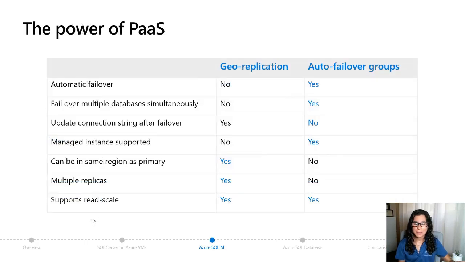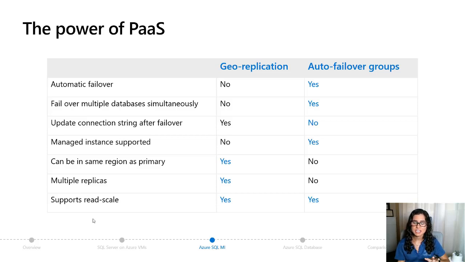Now, I talked a little bit about PaaS, and I want to home in on the power of PaaS. You're probably familiar with the ideas of geo-replication, basically having readables in other regions around the globe, and then the idea of auto failover groups. So you set up a failover group so that in the event of an emergency, you can fail over to another region. This is what I call the power of PaaS because this is something that historically has been very complicated, very time-consuming to set up, but with Azure and with Azure SQL Database and Azure SQL Managed Instance, we make it much easier.